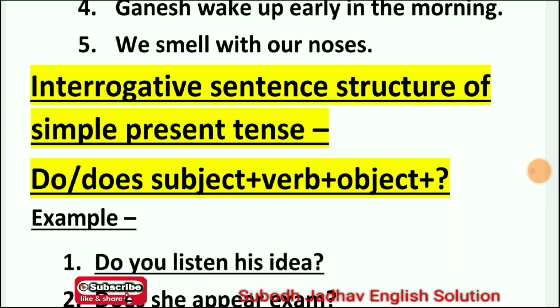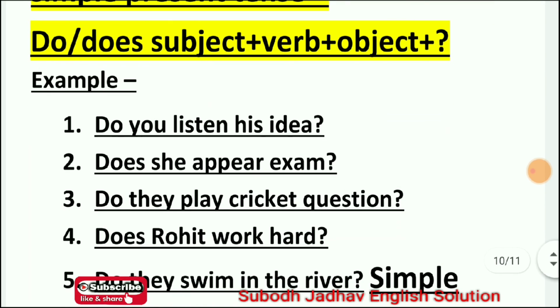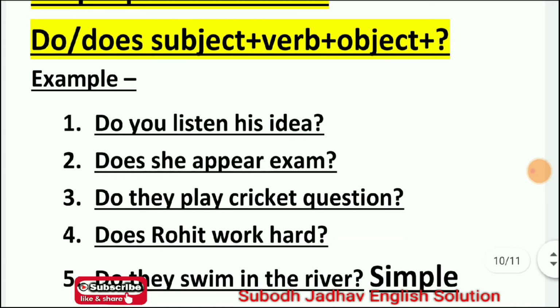For a WH type question, just add the WH word before the helping verb. See: do or does plus subject plus verb plus object plus question mark. This is the interrogative structure of simple present tense. Example: do you listen to his idea? Does she appear for the exam? But one thing you should keep in mind: when do we use do and when should we use does?